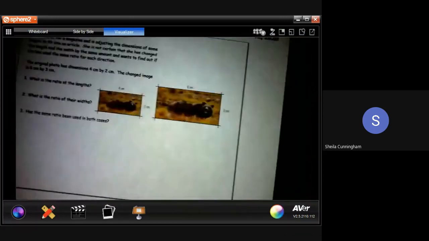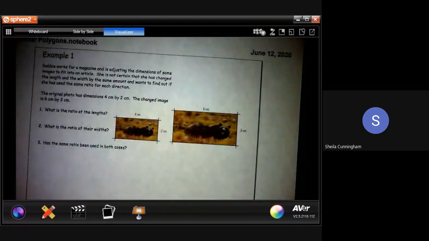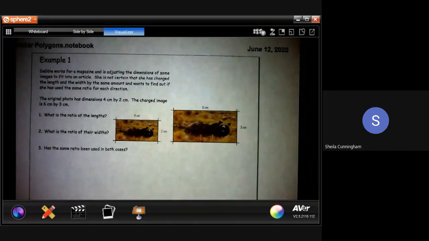So let's have a look at another example. In this example, Debbie works for a magazine and is adjusting the dimensions of some images to fit into an article. She's not certain whether or not she has changed the length and the width by the same amount and wants to find out if she has to use the same ratio for each direction. So she wants to make sure essentially that these two pictures are similar so that she hasn't stretched it in length more than she has stretched it in width. She wants to keep it in proportion.